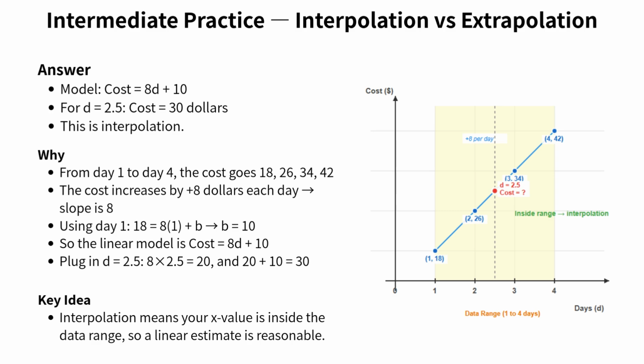The question asks for 2.5 days, so substitute d equals 2.5. 8 times 2.5 is 20, and 20 plus 10 is $30. Finally, classify it. 2.5 is between 1 and 4 days, so it is inside the data range. That makes this interpolation, and this kind of estimate is reasonable.